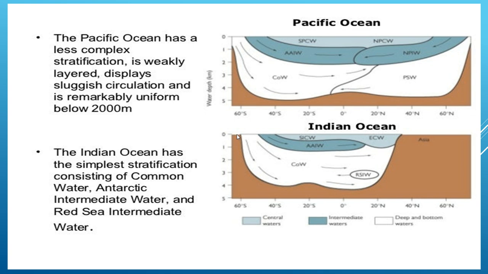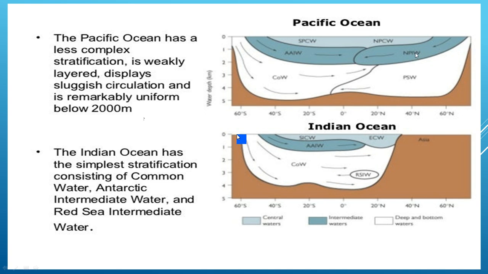So now we can briefly talk about the Pacific and Indian Oceans. The Pacific Ocean has a less complex stratification, is weakly layered, displays sluggish circulation, and is remarkably uniform below 2,000 meters. Okay, notice we see the influence, yes, of the Antarctic intermediate water making its way into not only the Atlantic Ocean, but both the Pacific and the Indian Ocean.